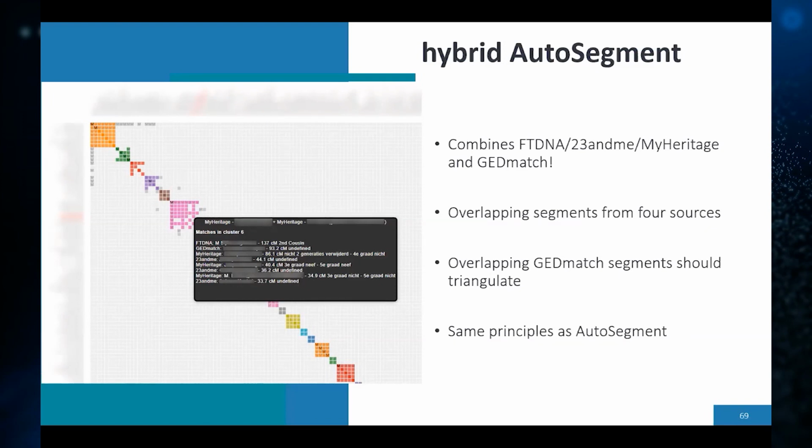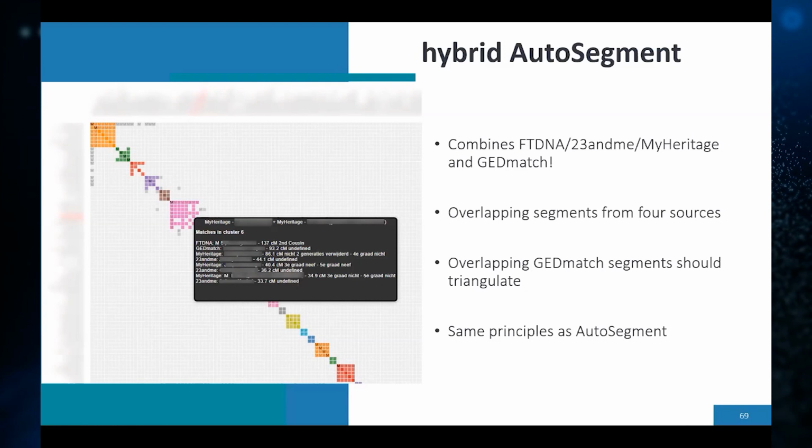This is the Hybrid AutoSegment, because you can imagine if you are looking at overlapping segments, it doesn't really matter where those segments are coming from, right? You can have segments from different companies. These are all the same. These are just locations on chromosomes and stop sites, and that's about it. So the Hybrid AutoSegment combines FamilyTreeDNA, 23andMe, MyHeritage, and GEDmatch. This is an example where you see a purple cluster which has members from FamilyTreeDNA, GEDmatch, MyHeritage, all of them. So they are overlapping segments from 4 sources.